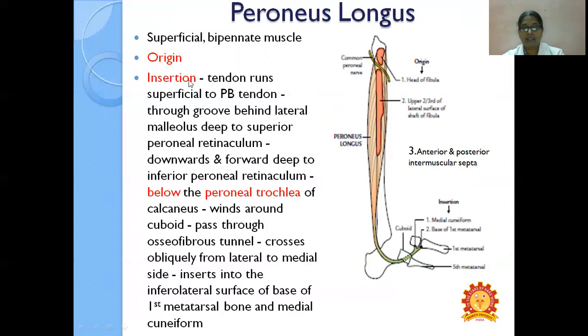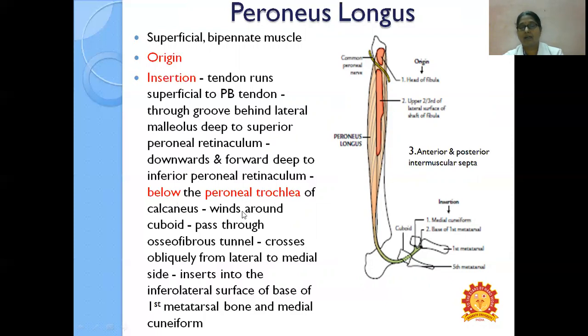So insertion, where it gets inserted: the tendon runs superficial to the peroneus brevis tendon, then through a groove behind the lateral malleolus, deep to the superior peroneal retinaculum. So all these tendons will be passing deep to the retinaculums. Then it passes downwards and forwards deep to the inferior peroneal retinaculum. So initially it is the superior peroneal retinaculum, then inferior peroneal retinaculum, below the peroneal trochlea of the calcaneus. So in the calcaneus we have a trochlea, a bony projection.